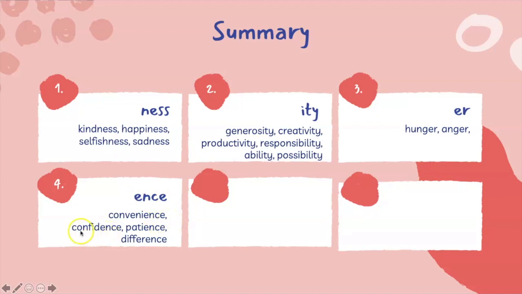One more example here, confident. It ends with ENT. And again, we omit the T and change it into CE to form a noun, confidence. Here comes the one that we haven't talked about in the video, but it is very similar to this one. ANCE. Important to importance. Here comes the last one. CY. Private to privacy, accurate to accuracy.